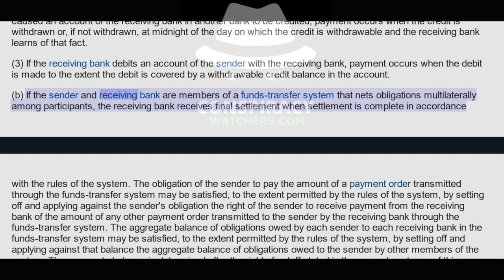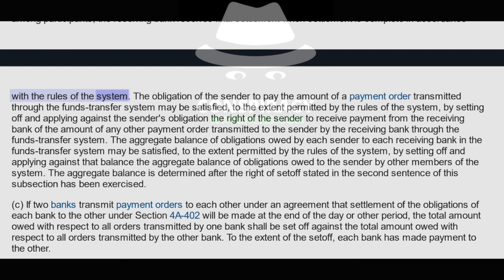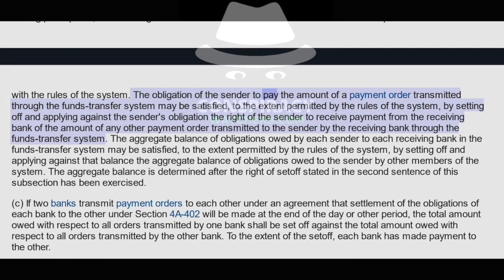If the sender and receiving bank are members of a funds transfer system that nets obligations multilaterally among participants, the receiving bank receives final settlement when settlement is complete in accordance with the rules of the system. The obligation of the sender to pay the amount of a payment order transmitted through the funds transfer system may be satisfied, to the extent permitted by the rules of the system, by setting off and applying against the sender's obligation the right of the sender to receive payment from the receiving bank of the amount of any other payment order transmitted to the sender by the receiving bank through the funds transfer system.